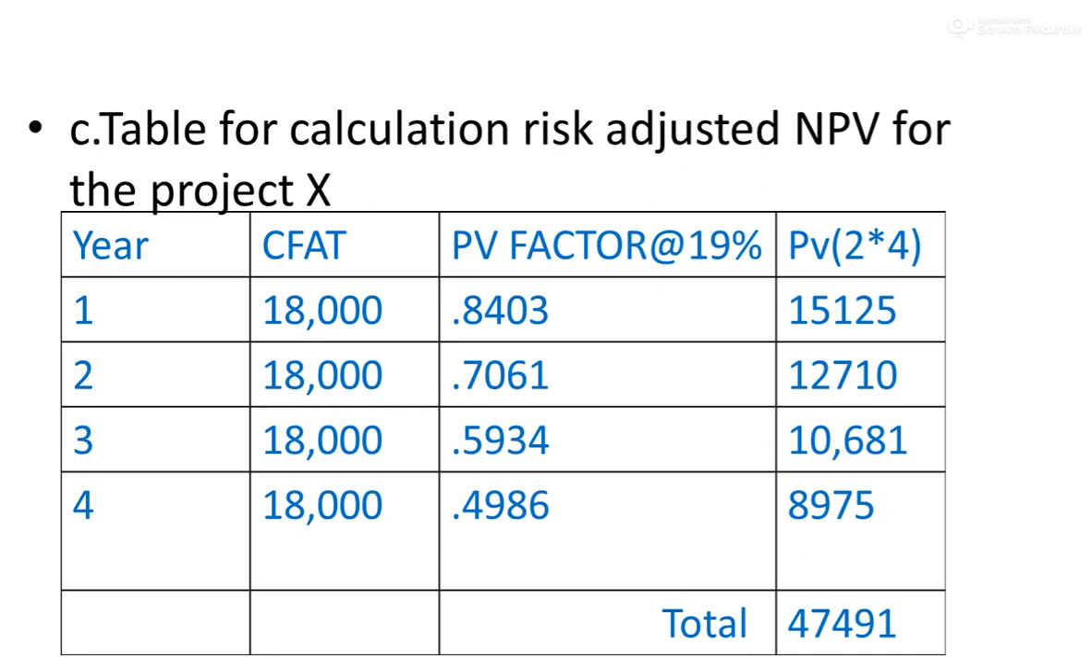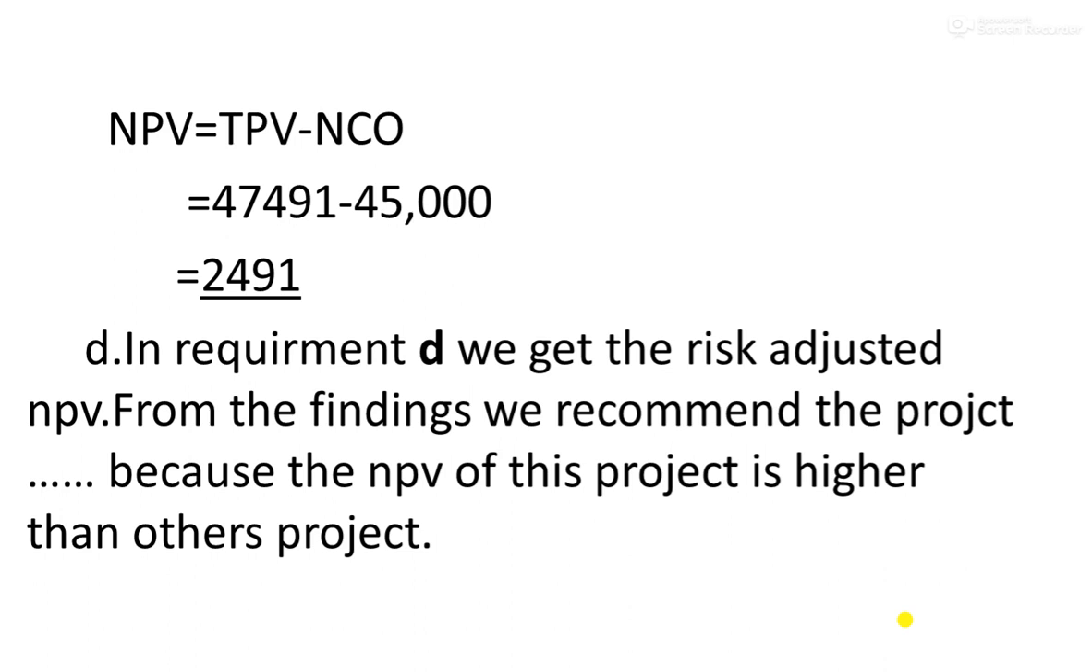Students, please pay attention. This is the risk adjusted discount rate. Since we need to calculate risk adjusted NPV, we use the risk adjusted discount rate, and we get this rate from the previous question, that means requirement B. Then we get 47,491.